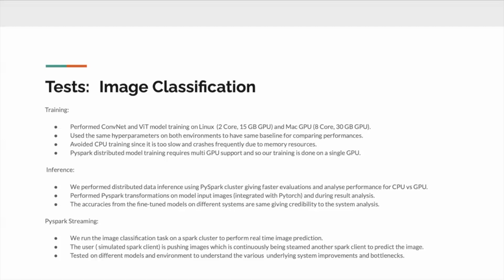On the PySpark streaming part, we used inference pipelines that were already done and extended them to develop an app that does streaming real-time image classification. We analyzed the results, finding the bottlenecks and potential improvements. Our analysis includes running the app on different systems and models using two Spark clusters.